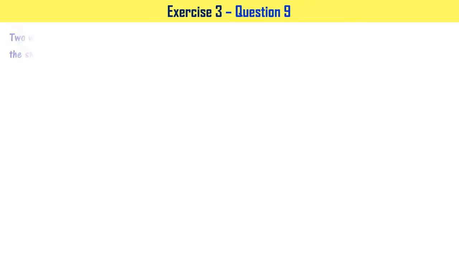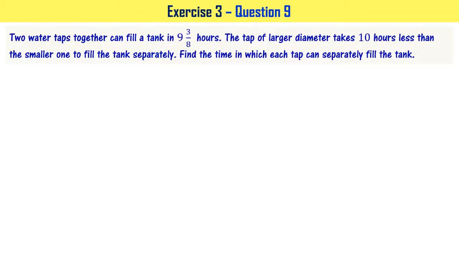Question number 9 is, two water taps together can fill a tank in 9 3/8 hours. The tap of larger diameter takes 10 hours less than the smaller one to fill the tank separately. Find the time in which each tap can separately fill the tank. You're given two statements here.